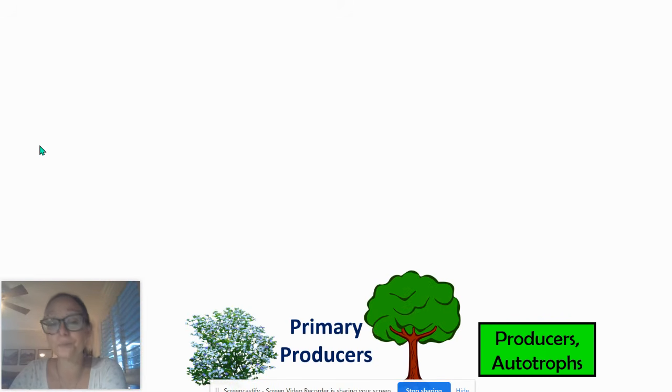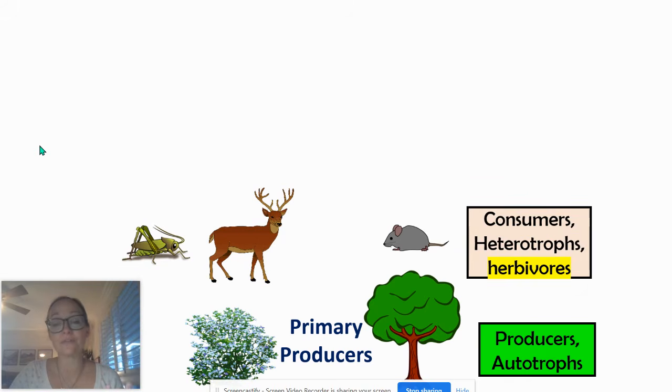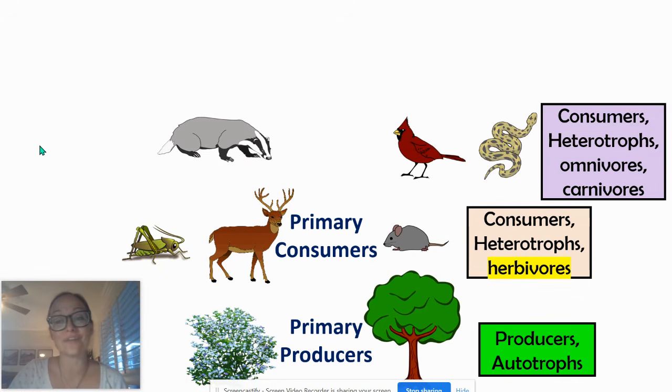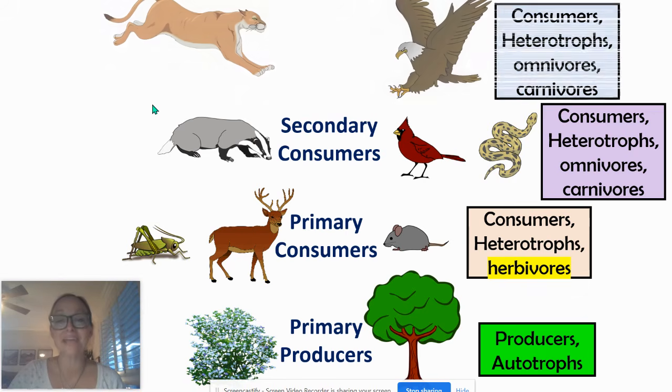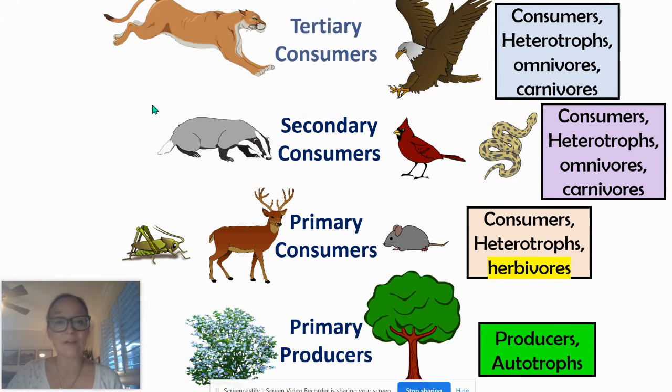So here, let's go ahead and just look at it again. We have our producers and our autotrophs, which make up our first trophic level called primary producers. Then our second trophic level is made of consumers, specifically heterotrophs and herbivores, whatever is eating the plants. So we have our primary consumers, our second trophic level. Now going into our third trophic level, we have our secondary consumers. These will be both omnivores and carnivores. And then we have our fourth trophic level in this diagram, which is our tertiary consumers, our third type of consumer, and these are going to be like your top predators.